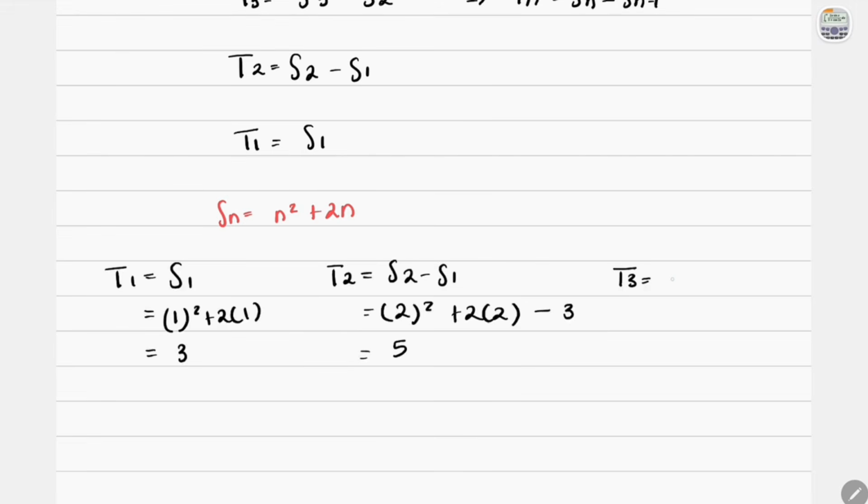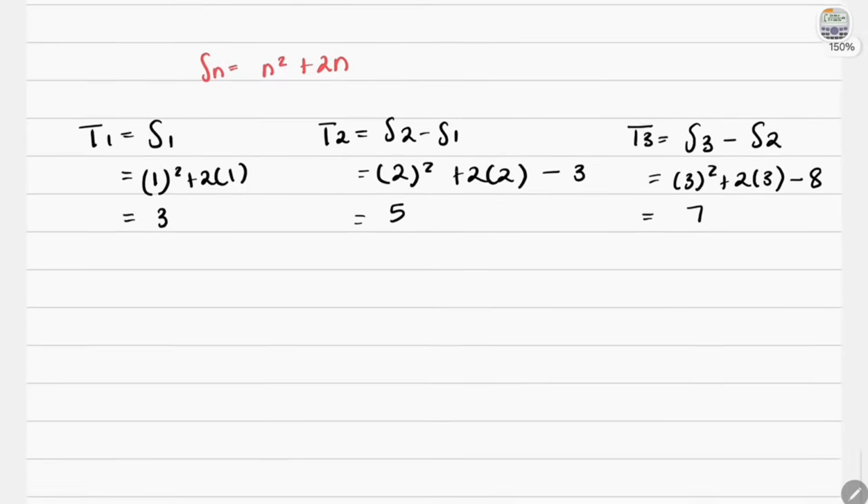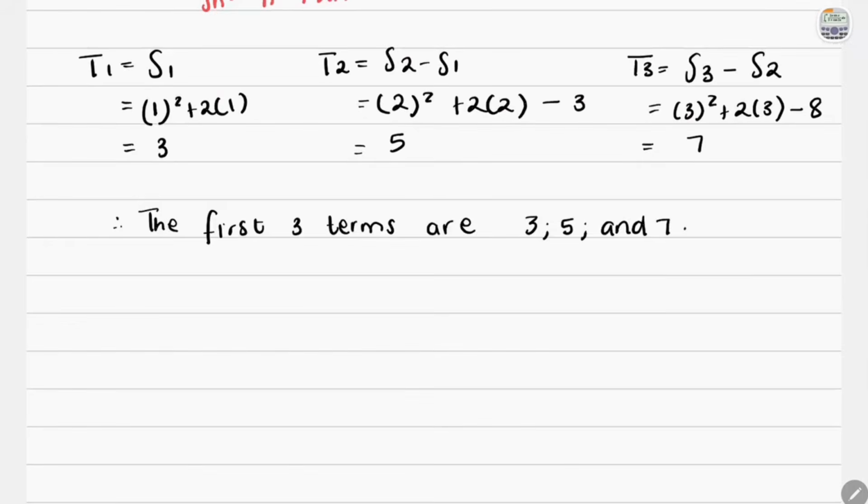And then the third term. So we'll take the sum of three terms minus the sum of two terms. So that is equal to 3 all squared plus 2 times 3. And you're subtracting the sum of two terms. We already know the first term is 3 and the second term is 5, so that's minus 8. And then that gives us 9 plus 6, which is 15. And so 15 minus 8 is 7. Okay, and so there we go. And that would be our terms. So our first three terms we can conclude are 3, 5, and 7. And that is our answer.